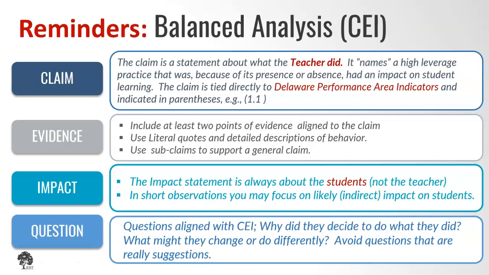Okay. So remember about that CEI. The claim is a statement about what the teacher did. It means a high leverage practice, whether it's present or absent, and it's tied directly to one of those indicators. So it's a statement about the teacher. The evidence is those literal quotes, whatever the teacher said or did and what the students said and did. And then the impact is always about the student and has that transition phrase, "as a result, the students." And then questions align with the CEI.